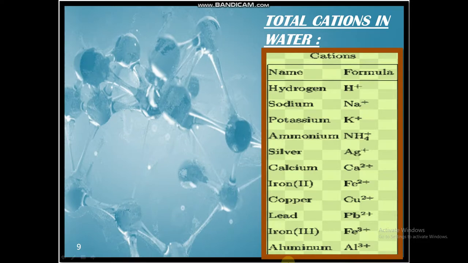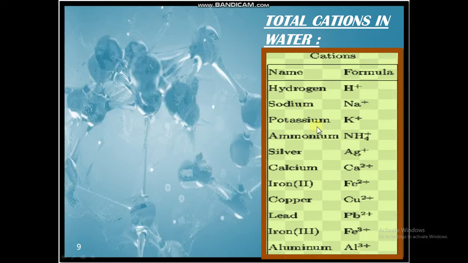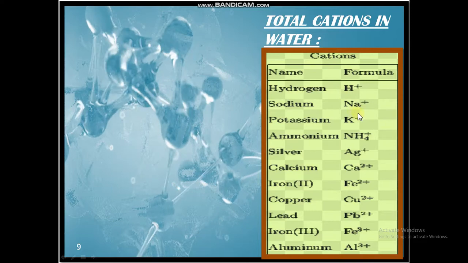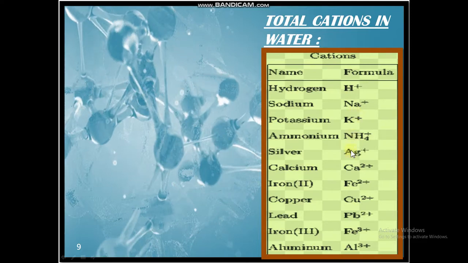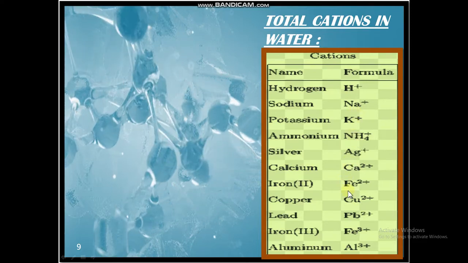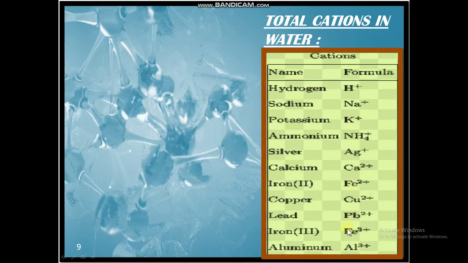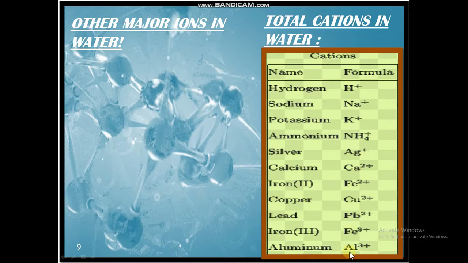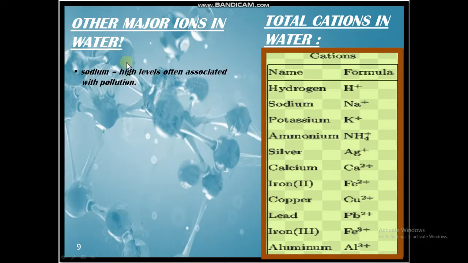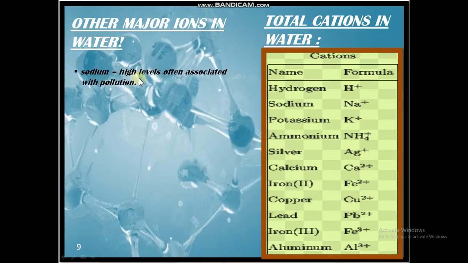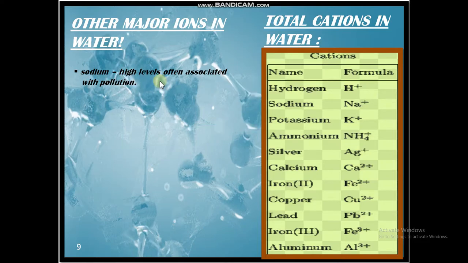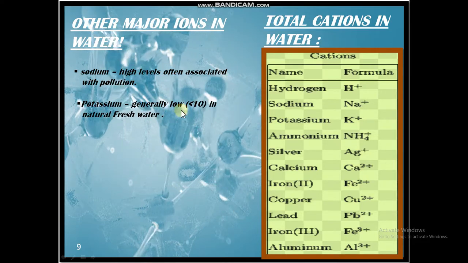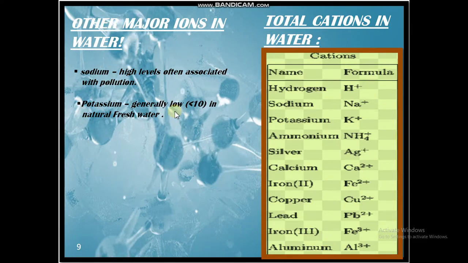Total cations in water. This chart contains the cations which are present in water: hydrogen ion, sodium ion, potassium ion, ammonium ion, silver ion, calcium ion, iron 2 ion, copper ion, lead ion, iron 3 ion, and aluminum ion. Other major ions in water are sodium. Its high level is often associated with pollution. Potassium, its concentration is generally low, that's less than 10 in natural fresh water.